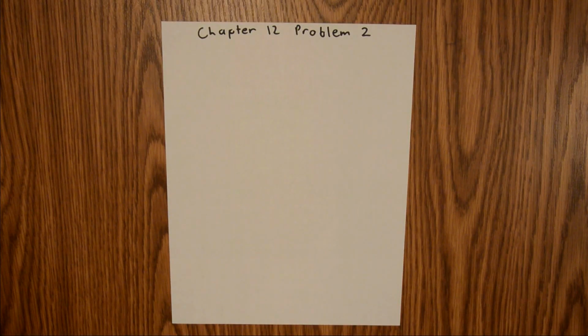And for today's video, I will be doing Chapter 12, Problem 2 in the Fundamentals of Physics textbook, 8th edition by Gerald Walker, Halliday, and Resnick. Chapter 12 is all about equilibrium and elasticity, and in Problem 2 we have an archer, and we're asked to find the angle in the string when the archer is pulling back.